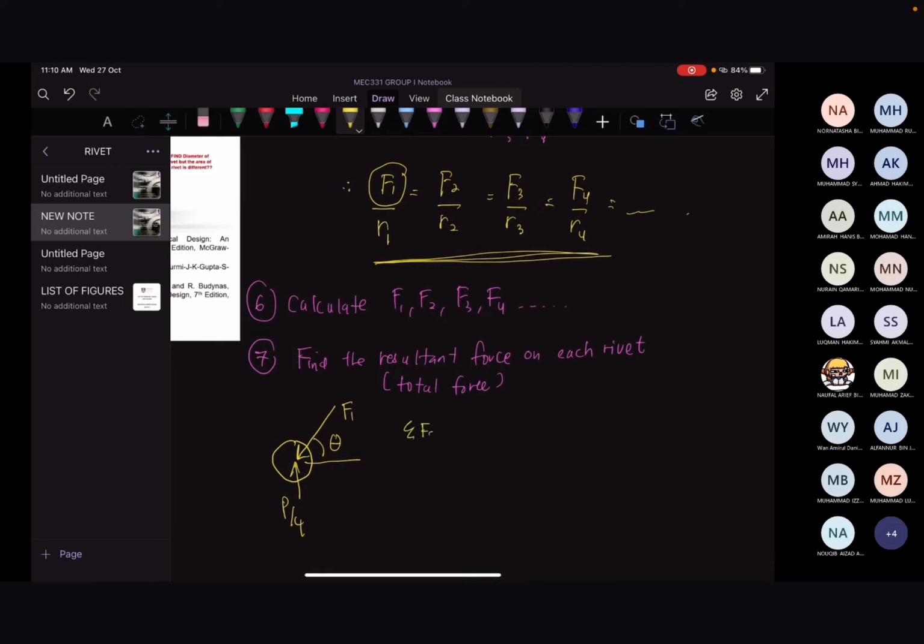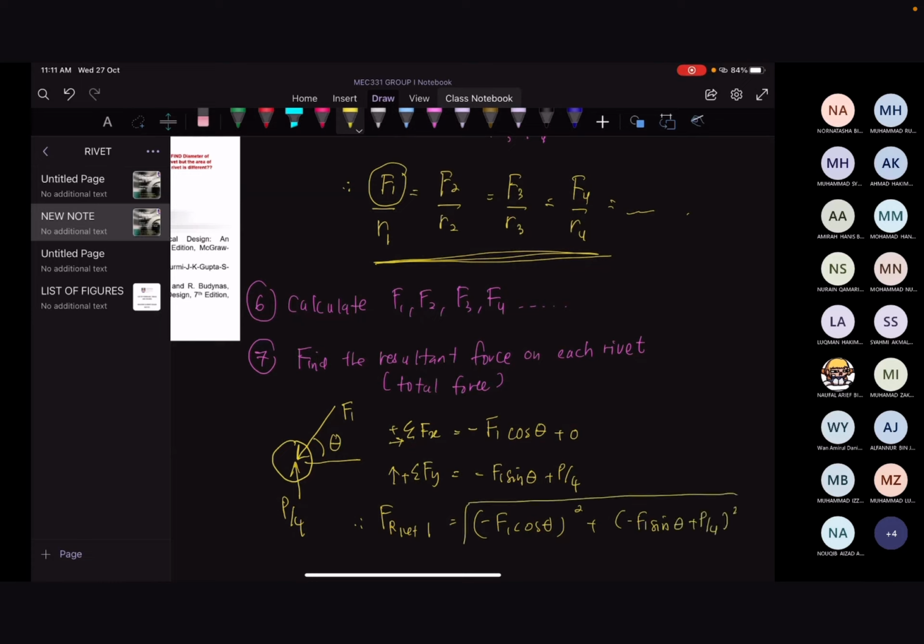So Fx is equal to negative F1 cos theta plus 0, and then Fy is equal to negative F1 sin theta plus P over 4. So therefore, the resultant force on rivet 1 is equal to the square root of (negative F1 cos theta) squared plus (negative F1 sin theta plus P over 4) squared.